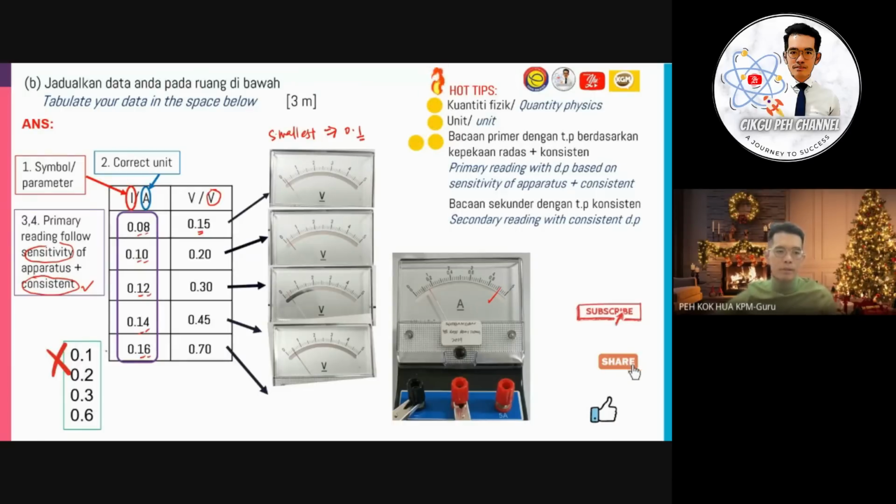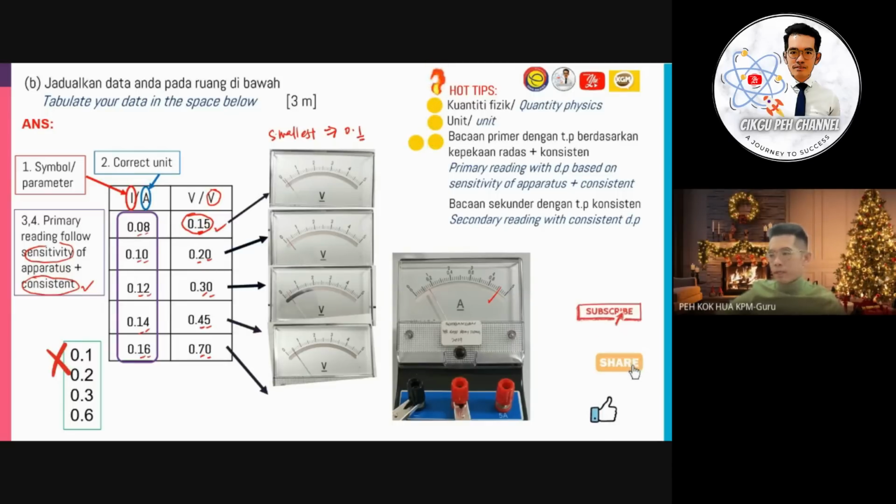Just like I already mentioned, since I choose to use 2 decimal places for my potential difference reading, I need to give consistent 2 decimal places for my reading. Let's say I choose 0.1, 0.2, 0.3, 0.6, that will be wrong already, because this is not consistent.